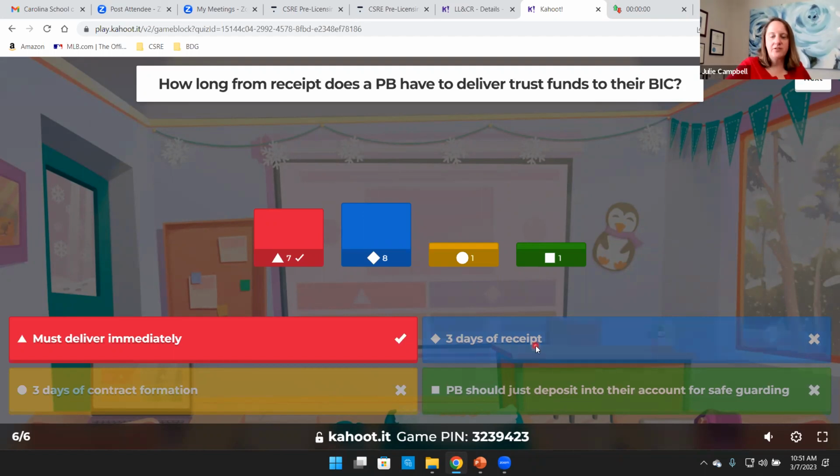You have 3 days of receipt to deposit it or 3 days of contract formation, whichever one happens first. So the escrow agent has 3 days from receipt to deposit it. Yep.